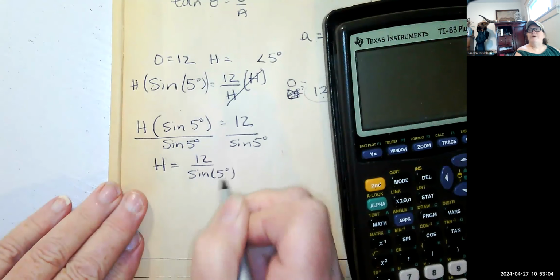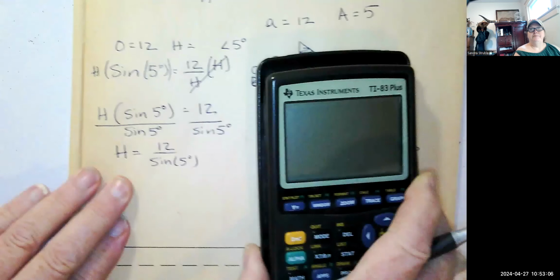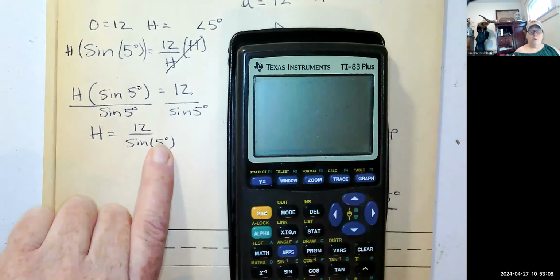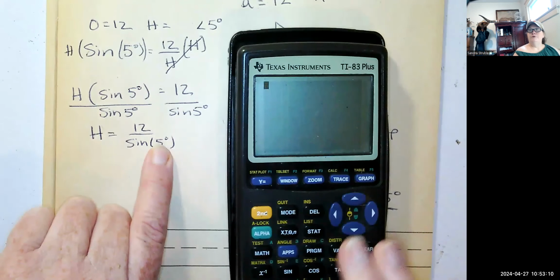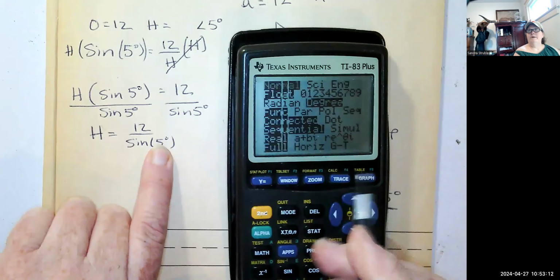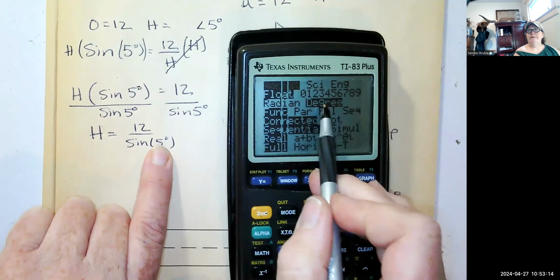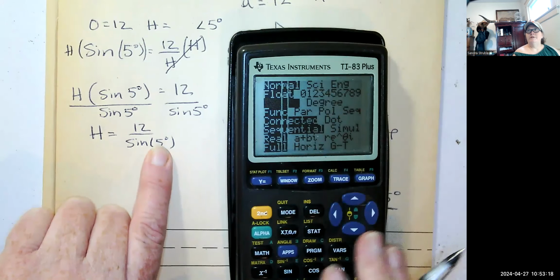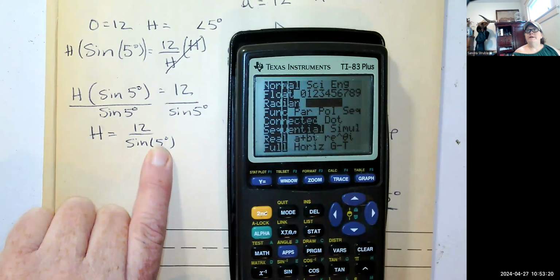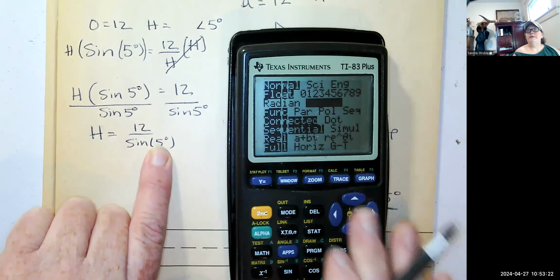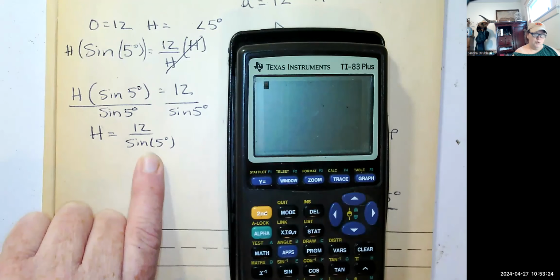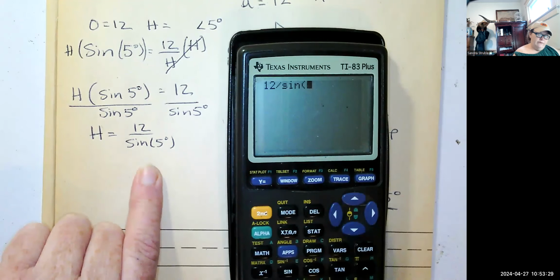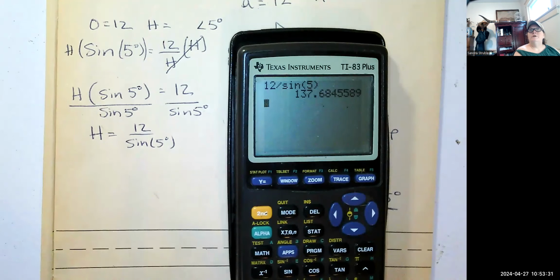Make sure your calculator's in degrees, because we're dealing with degrees and not radians. Go to mode, go down to where it's radians and degrees. If degrees is not dark, it needs to be. So let's just assume my radians is highlighted. That means you'd go over degrees and hit enter, and now we're in degrees. Clear it, and now you can just put 12 divided by the sine of 5 equals.